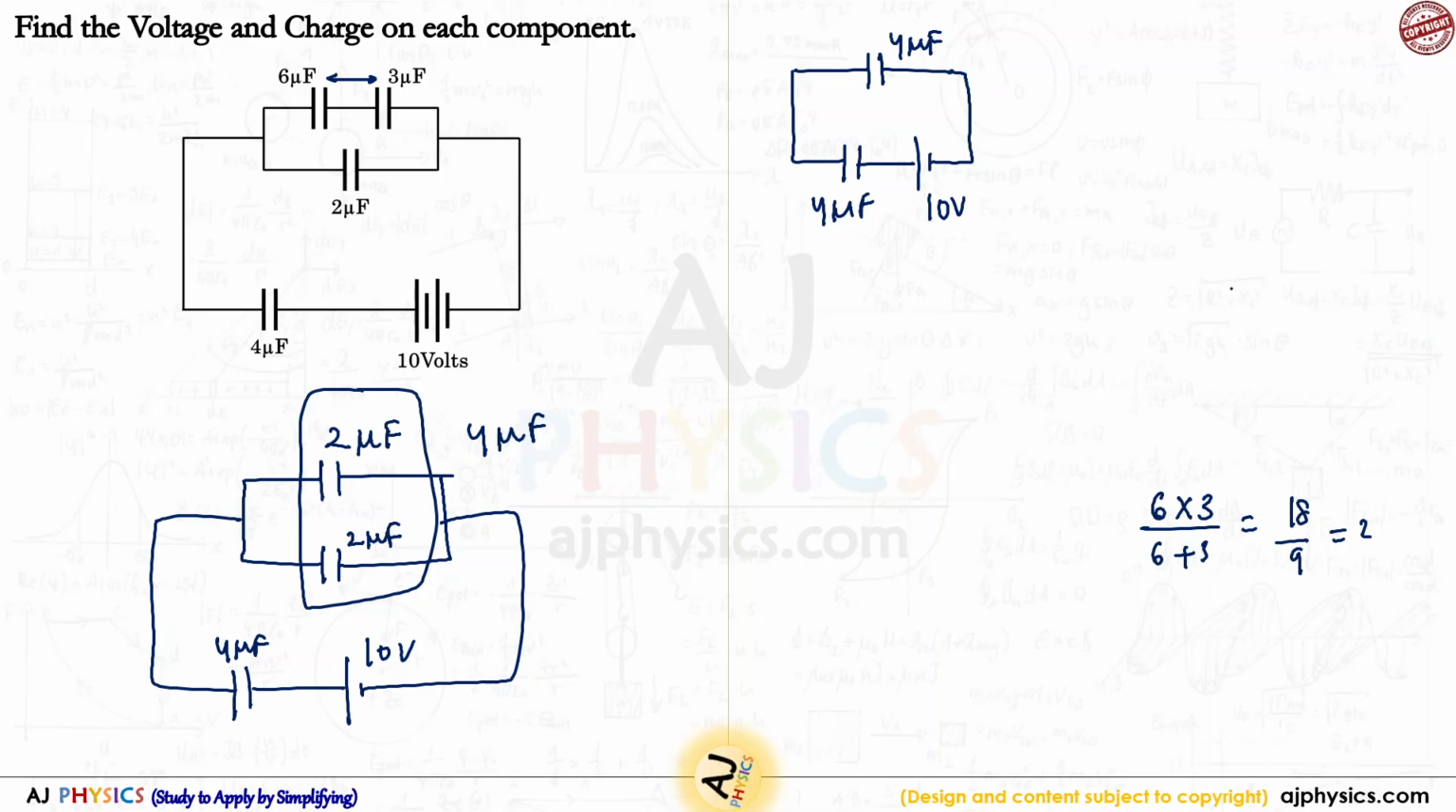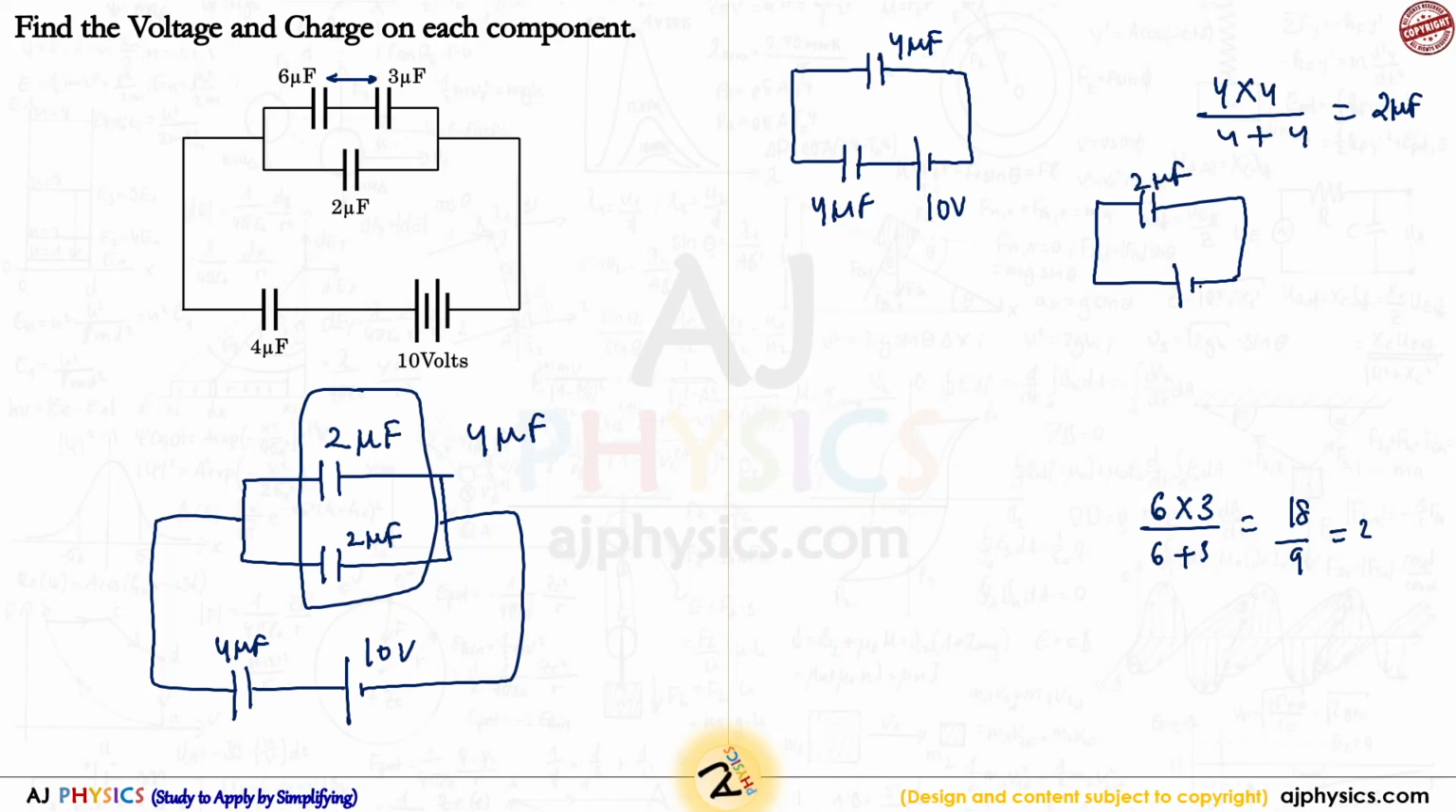Now let's get to the circuit. If we solve the 4 and 4, they become in series. So that would be simply 4 multiplied by 4 over 4 plus 4, that would be 2 microfarad. That will be the overall capacitance. Now we have a circuit. If you simplify the circuit further, you have a circuit with a 10 volts battery and a 2 microfarad capacitor.